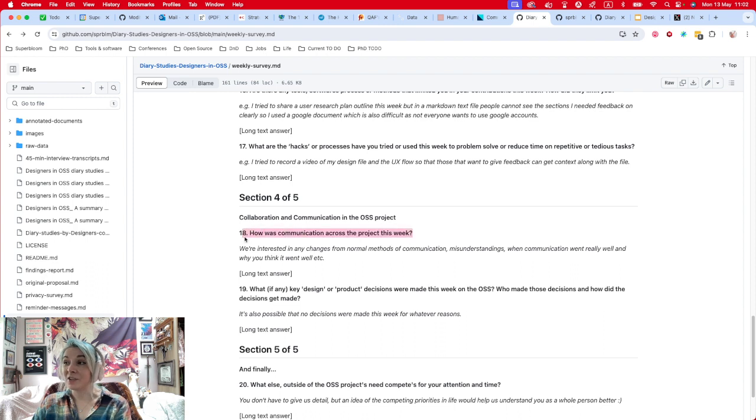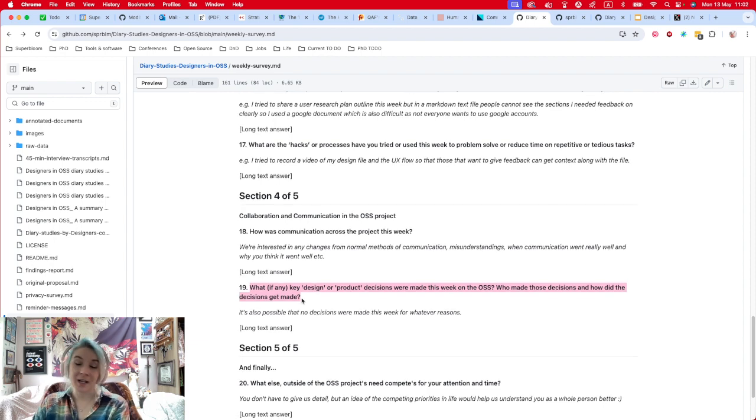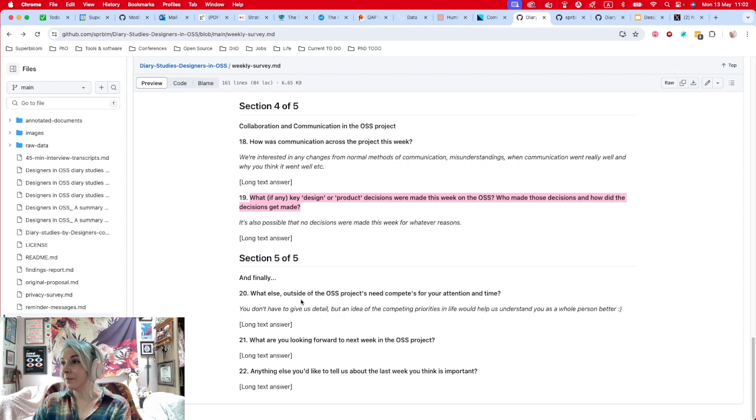So this is again just questions about how the communication was across the open source software project, and then what, if any, key design or project decisions were made this week, and who made these decisions and how did they get made, which was something that we were really interested in: how designers are participating in decision making around design and product, but also where is the implicit or explicit hierarchy within product decision making in open source.